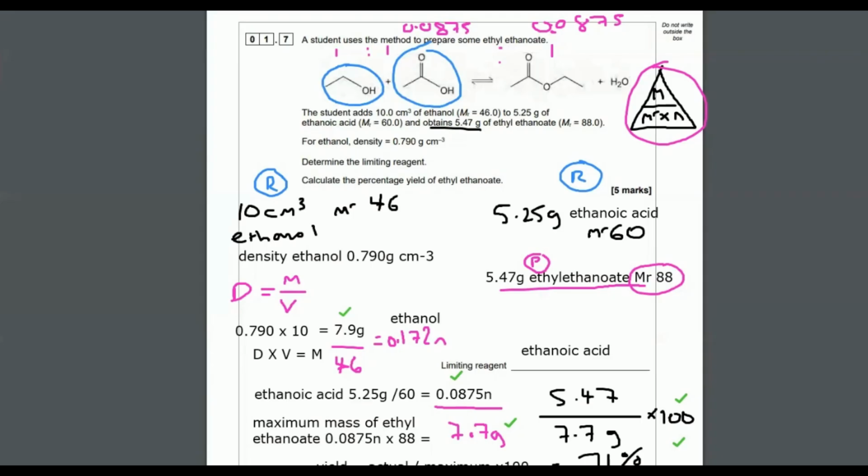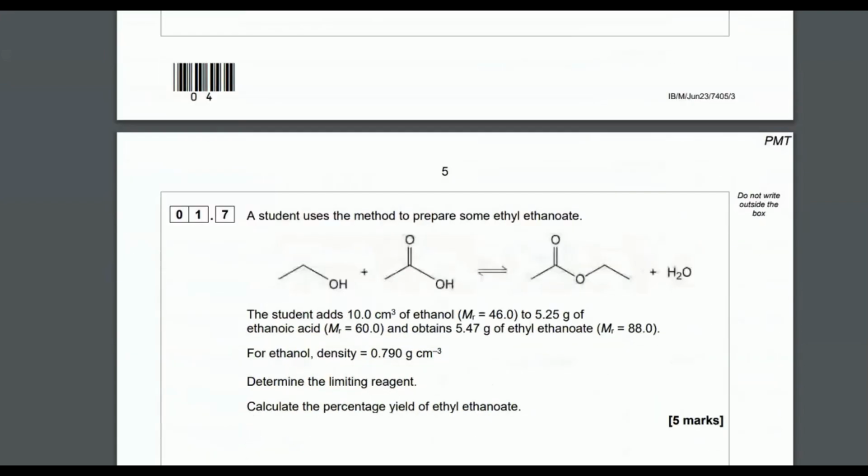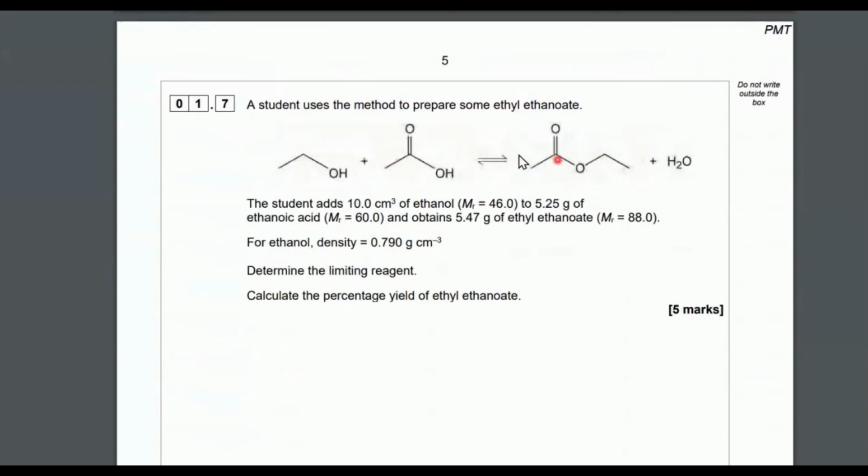Okay, the final question here is suggest a reason why the percentage yield is not 100%. So why is our percentage yield not 100%? What you've got to do is look back up here at what we're using. So why is our yield not 100%? What do you know? And this is just some of your content knowledge about ethyl ethanoate.